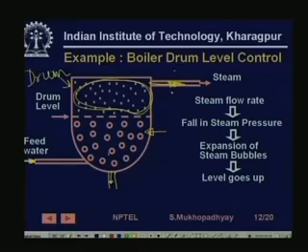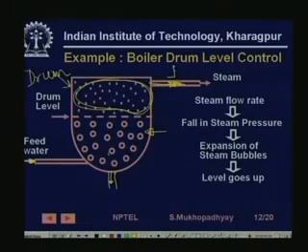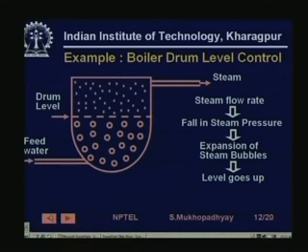Now, imagine that the power station operator wants to increase the power. So, he will do what? For increased power you need to supply increased steam to the turbine. So, the steam flow rate will be changed. When the steam flow rate is changed, immediately what happens? See, what should happen in the steady state?